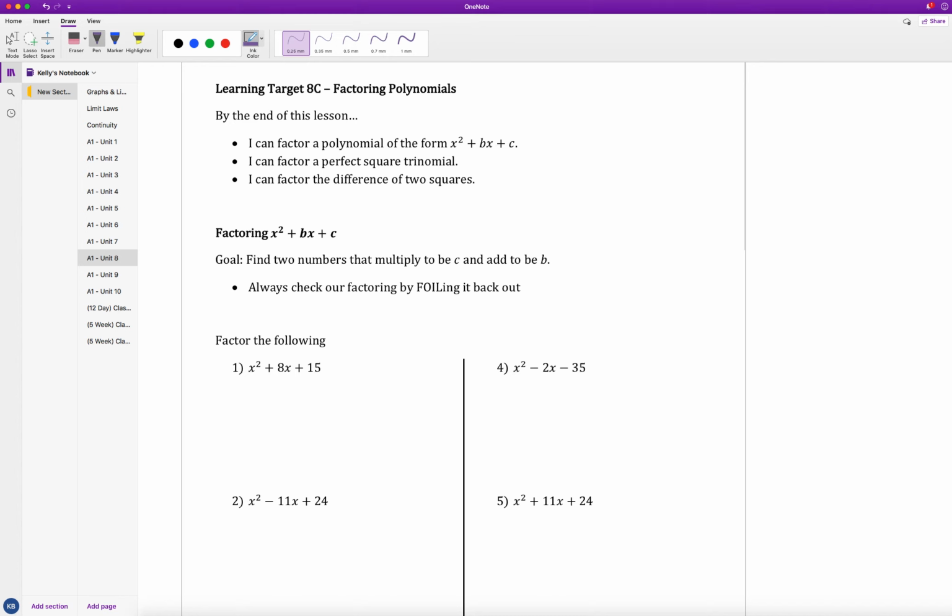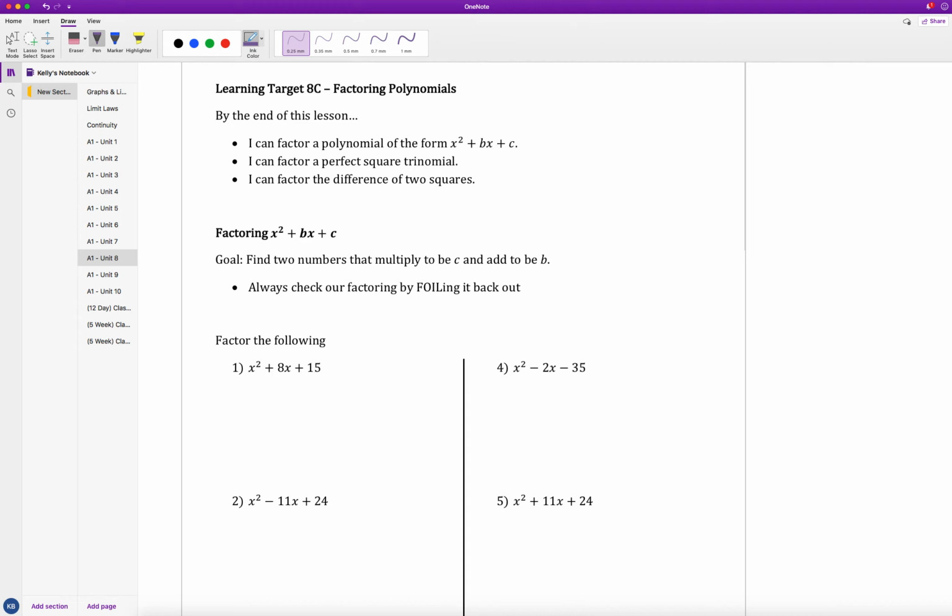On with Unit 8. This is Learning Target 8C, which is going to be all about factoring polynomials. In this first video, we're going to learn how to factor a polynomial of the form x squared plus bx plus c. Here, our x squared term has no number in front of it. In a later video, we'll talk about what happens if I have a number in front of my x squared. We're also going to learn how to factor perfect square trinomials and how to factor the difference of two squares.